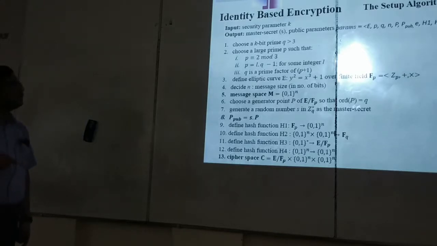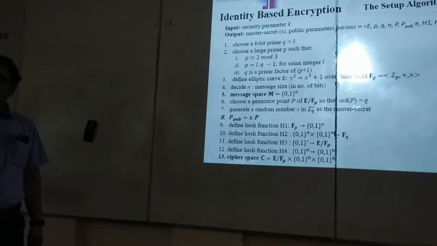Then you choose the second prime number, small p. We use 2 prime numbers here: one is q, another is p. Q is the size of G1 and G2, as I have already stated, and p is the prime field Fp on which the elliptic curve is defined, as I have stated, E over Fp.